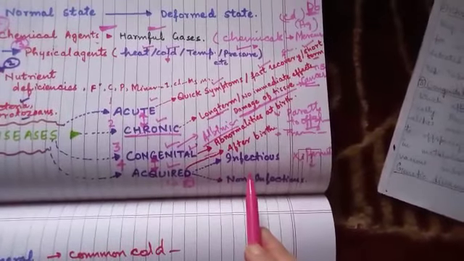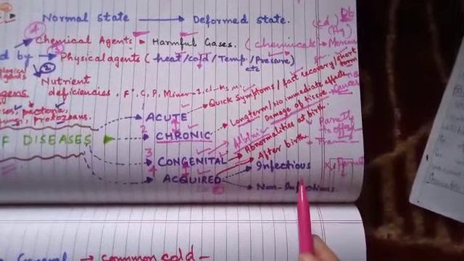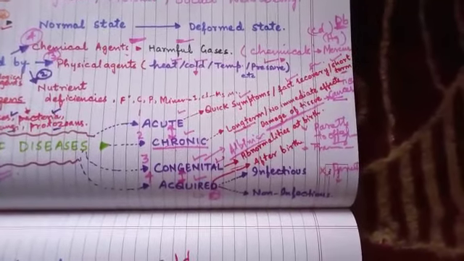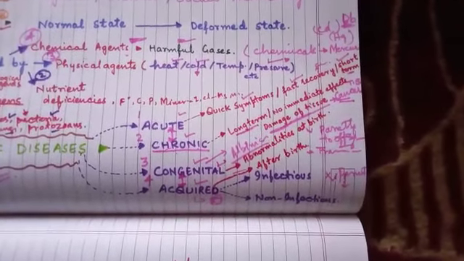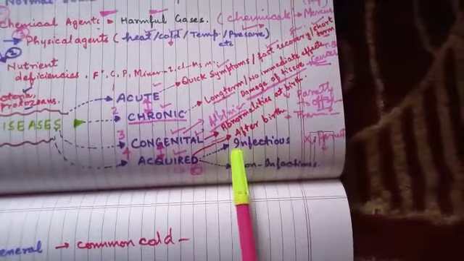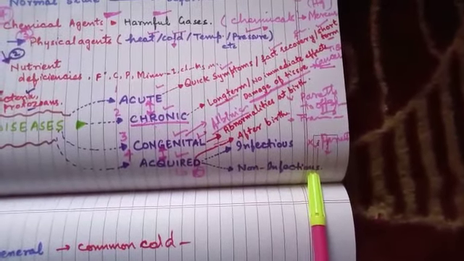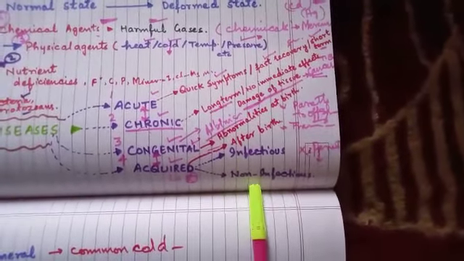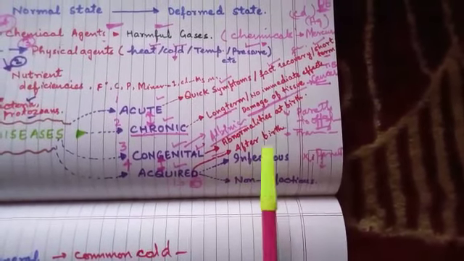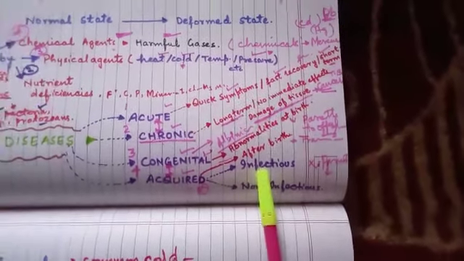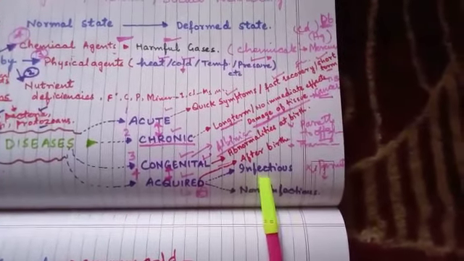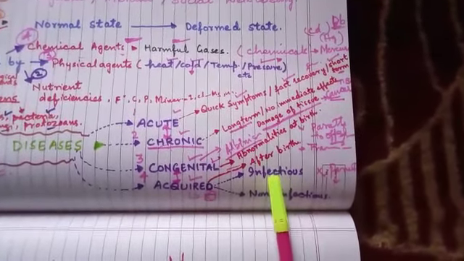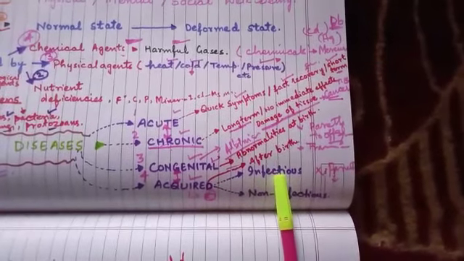Acquired diseases are those diseases which are acquired by a person during the lifetime. They are not present at birth. They are further divided into two types: infectious diseases and non-infectious diseases. Infectious diseases are communicable diseases, and non-infectious diseases are non-communicable diseases. Communicable diseases, you may know, are those that pass or transfer from a sick person, from a non-healthy person to a healthy person. That's called an infectious disease.